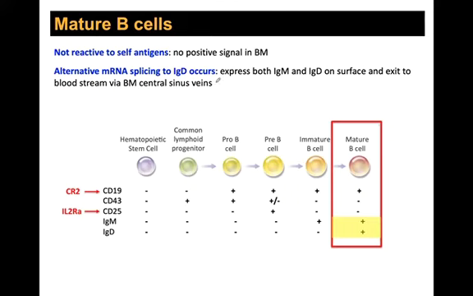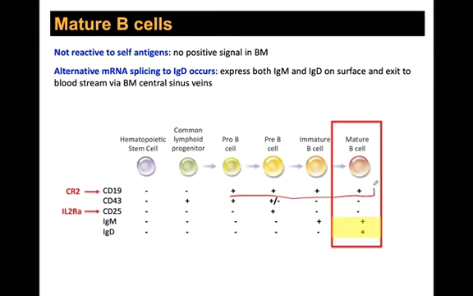Okay, now those cells that got no signal during negative selection will exit to the blood, and they come out into the blood via the central sinus vein that's serving that bone marrow. So now it's going to go in the blood, then it's going to enter a lymph node via the high endothelial venule. I want to point out a couple of other things here that maybe were not quite clear.